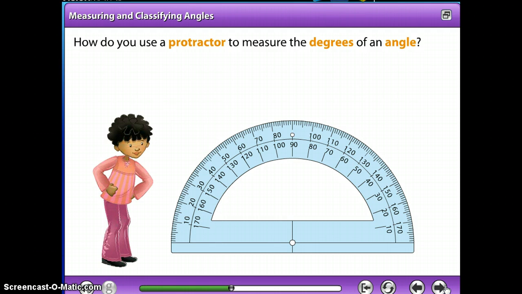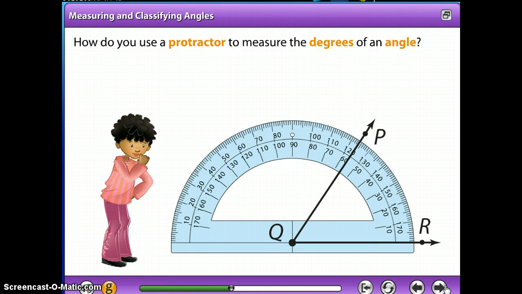How do you use a protractor to measure the degrees of an angle? If you look at your protractors, a lot of times there's a dot or a hole in the very center. See where the vertex of Q is? You're always going to put this dot or hole over that vertex. So look at your protractor now and see if you can find that.